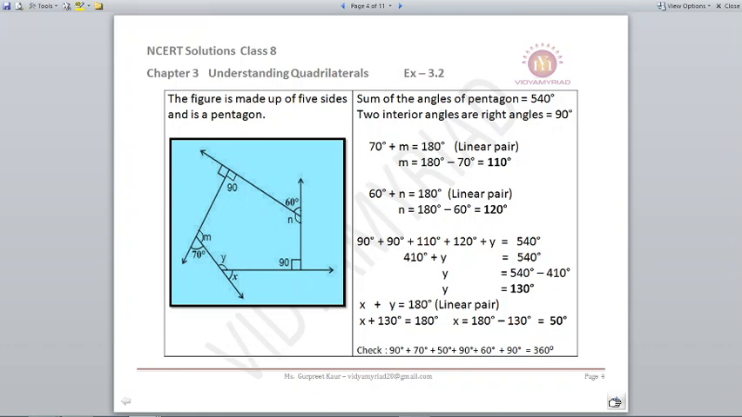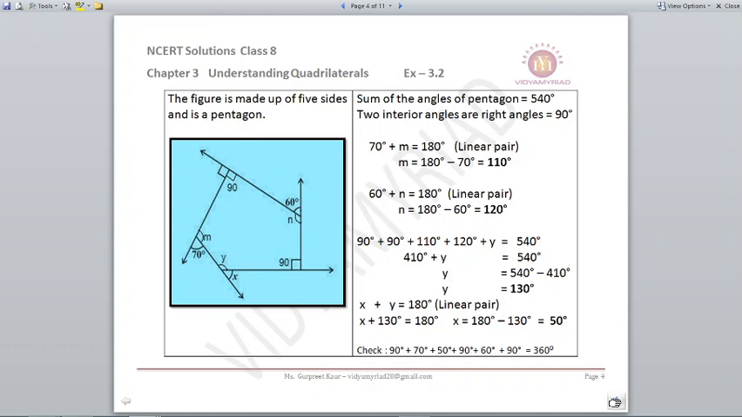Now if you see, we have all the interior angles except y. So by using the angle sum property of pentagon, I can take out y by equating it equal to 540 degrees. Y comes out to be 130 degrees. Now when I know y, I can find out x using linear pair property. That means x plus y is equal to 180 degrees. Y I already know, so x comes out to be 50 degrees.